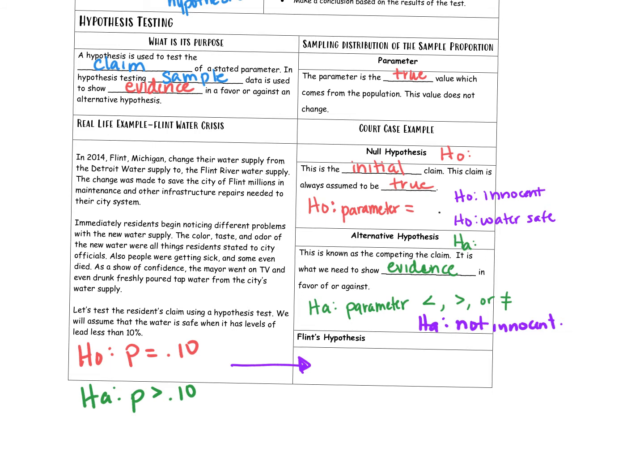So if I write the court analogy, then you are innocent. That's the initial claim. The alternative is that you are, I'm changing that innocent to not innocent. We know by default if you're not innocent, that means you are really guilty. But we always use that terminology as innocent or not innocent. You keep the parameter the same, you just change your signs.